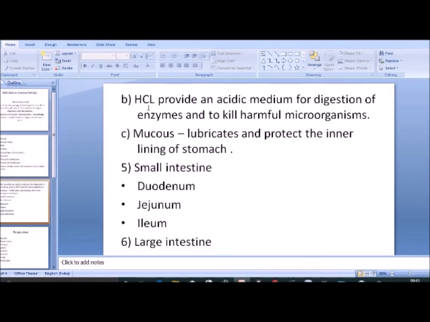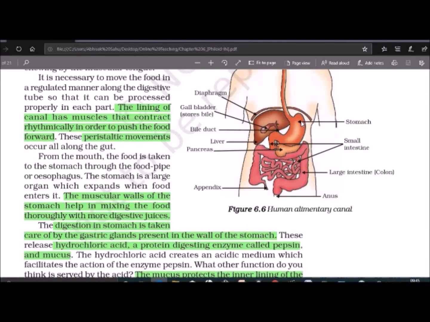Second is HCl, that is hydrochloric acid, which provides an acidic medium for the digestive enzyme to be active and kills the harmful microorganisms that might enter your body, swallowed along with the food. And third one is your mucus. Mucus plays an important role in lubrication and protects the inner lining of the stomach from the action of the acid. So what are the functions of the stomach?